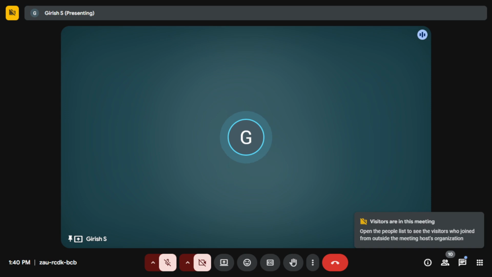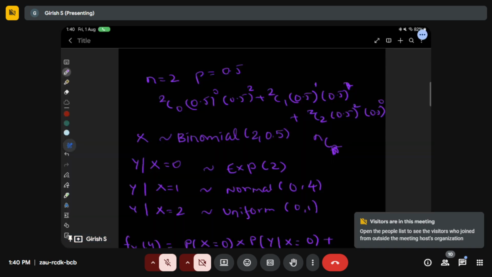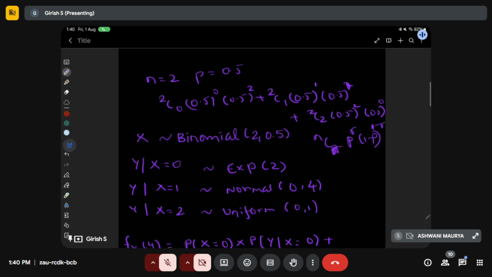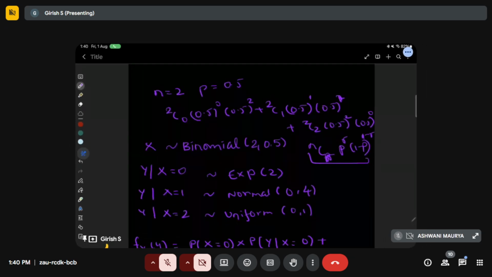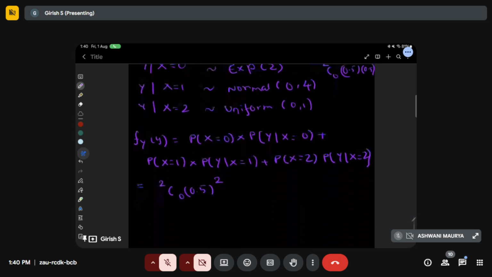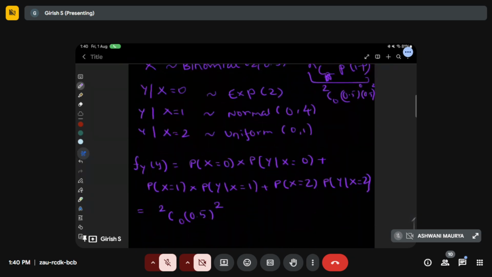In the general form it is nCr into p power r into 1 minus p power n minus r. Is this clear? So here, since x is equal to 0, it is 2C0, 0.5 power 0, into 1 minus 0.5, that is 0.5 power n minus r. N is 2 again. So that's what I wrote here. Is this clear? Or should I explain it again, like how I wrote the probability of x equal to 0?